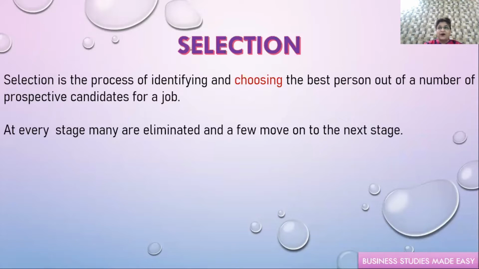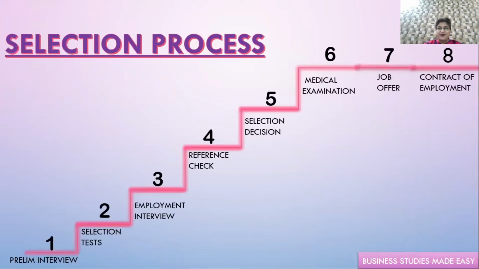Now this is the point where choosing the right candidate or applicant is concerned. And it has got a series of steps. And under each step, some of the candidates are eliminated so that you can make the final selection. So from a pool of candidates, the right person is chosen. Now the selection process has got 8 steps.